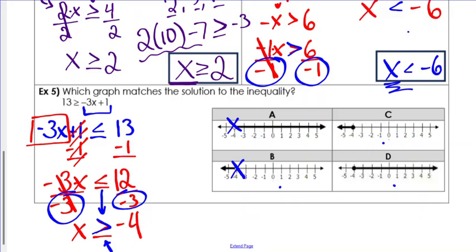It can't be negative 4. This line is saying that it could equal negative 4. And it's saying that x is bigger than or equal to negative 4. So it's talking about all the numbers greater than negative 4. So there our answer is D. It's a filled in circle at negative 4. And it's all the numbers bigger than that that are shaded.